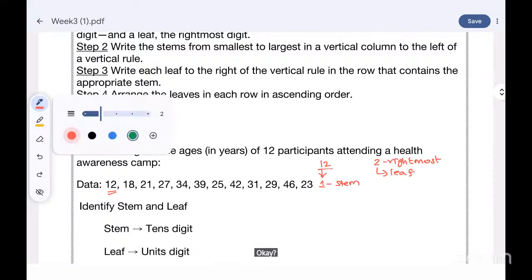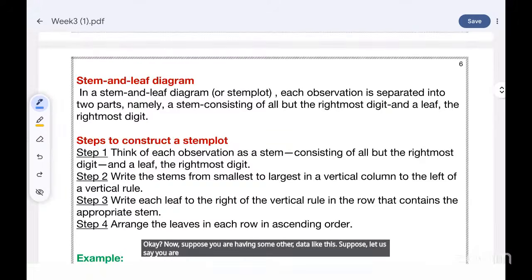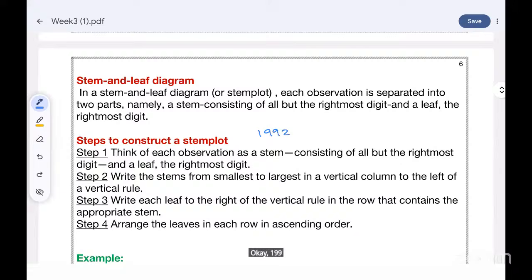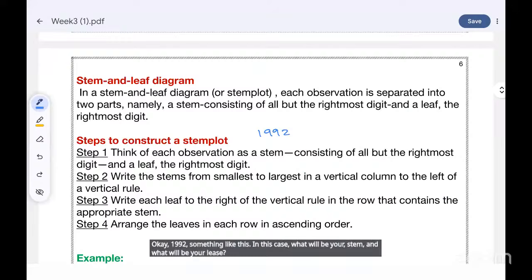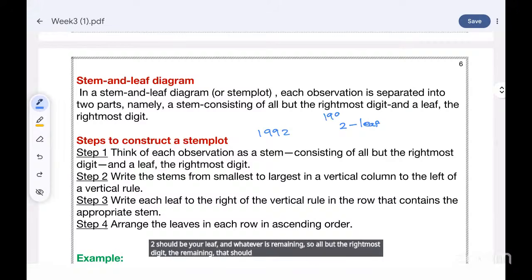Now suppose you have some other data like this. Let's say 1992. Maybe the data is about years. In this case, what will be your stem and what will be your leaf? Can you tell? Stem will be 199 with the leaf 2. See the rightmost digit. What is the rightmost digit? 2. 2 should be your leaf, and whatever is remaining, all but the rightmost digit, should be your stem.